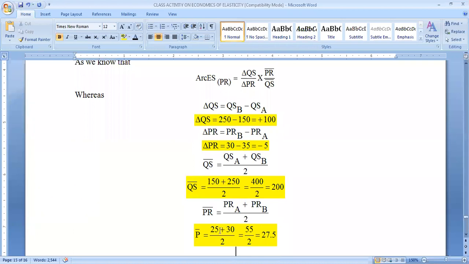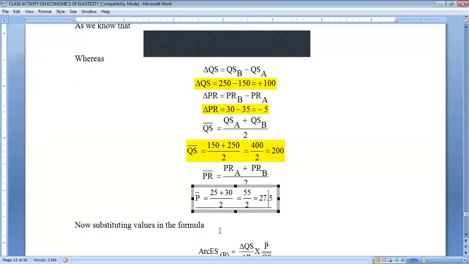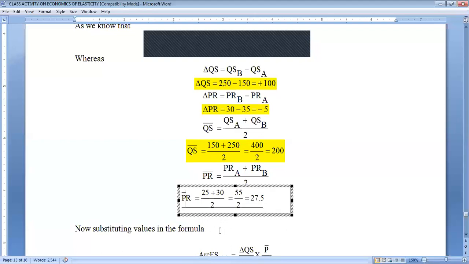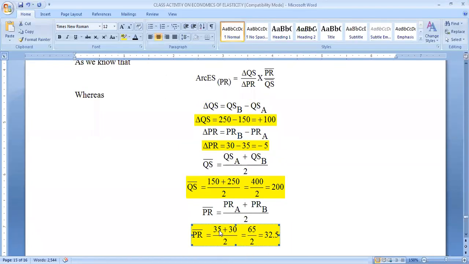We know that we are given PR at point A equals 35 and PR at point B is 30. The sum is 65. Dividing 65 by 2, we obtain 32.5, right? So the fourth component of our formula, which is PR bar, is found to be 32.5. So all of the four components have been found.